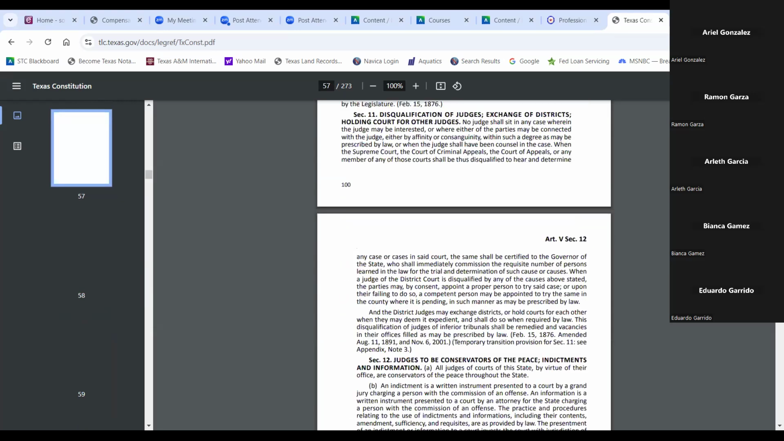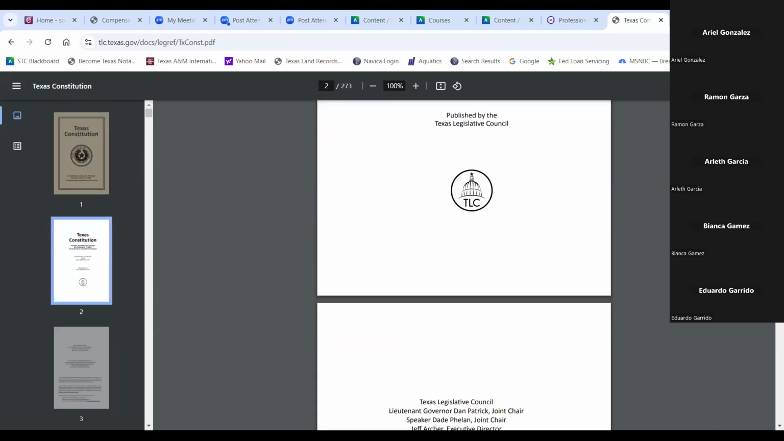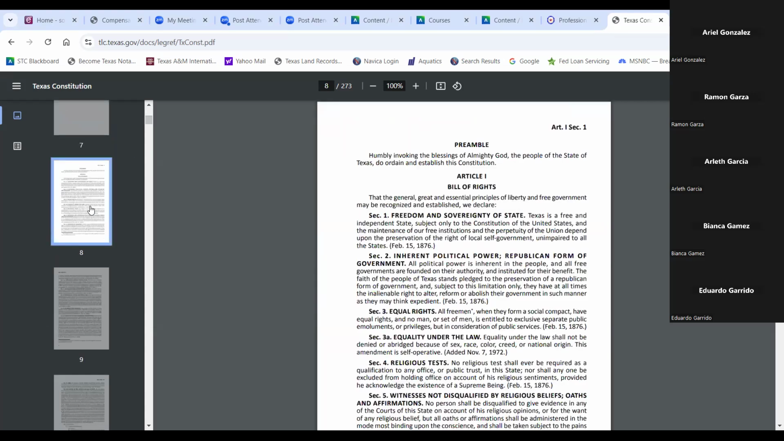But let's go to the beginning. Okay, so let's go to the Bill of Rights. It's going to be located here at the beginning, right? So you see how it's right here. It's the first article. The first article is the State Bill of Rights. So let's go ahead and take a look at that.